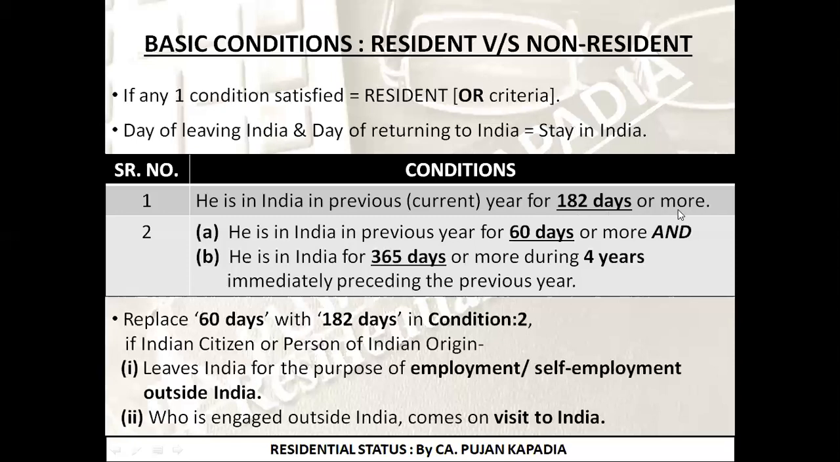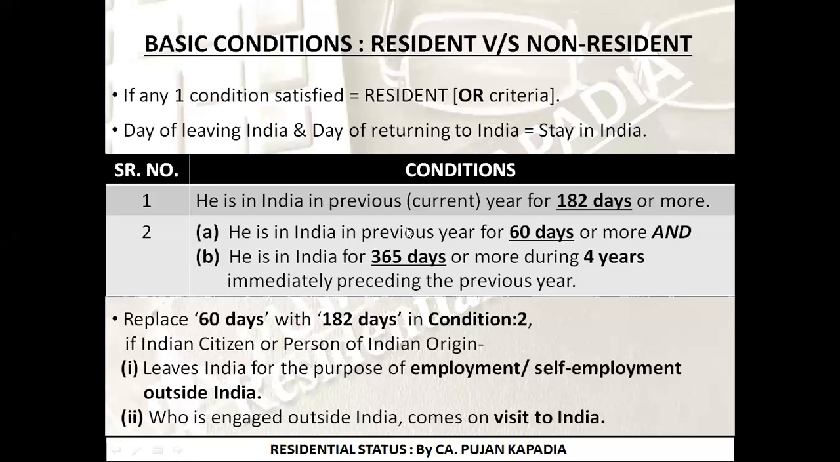So the first criteria is that whenever I'm going to check the residential status of an assessee, I need to make sure that his stay in India is at least 182 days. He should be in India for 182 days or more in the current year, in the previous year. Fine. I hope I'm clear with this. So what we are supposed to do is calculate the number of days the assessee has stayed in India. At the time of calculating his stay, we are also going to add the day on which he was leaving India and the day on which he was returning to India.